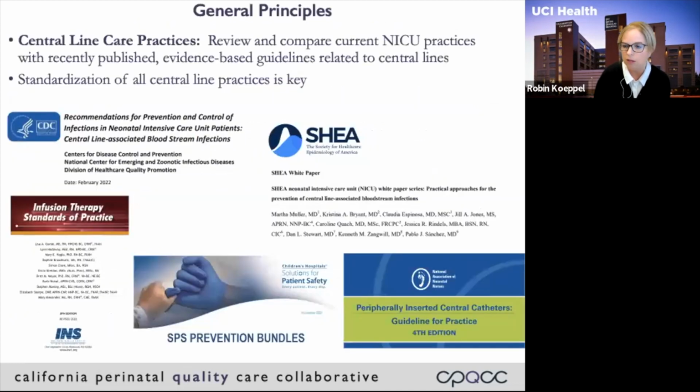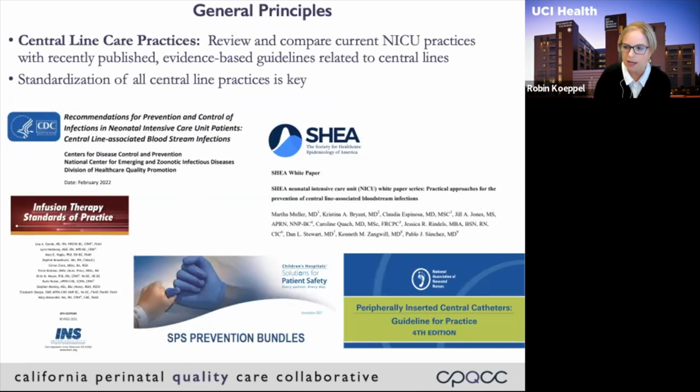So as you look, one of the first steps in my section is to review the recently published 2022 guidelines, including from the CDC, and compare how your practice lines up with their recommendations. And that's usually your first step.